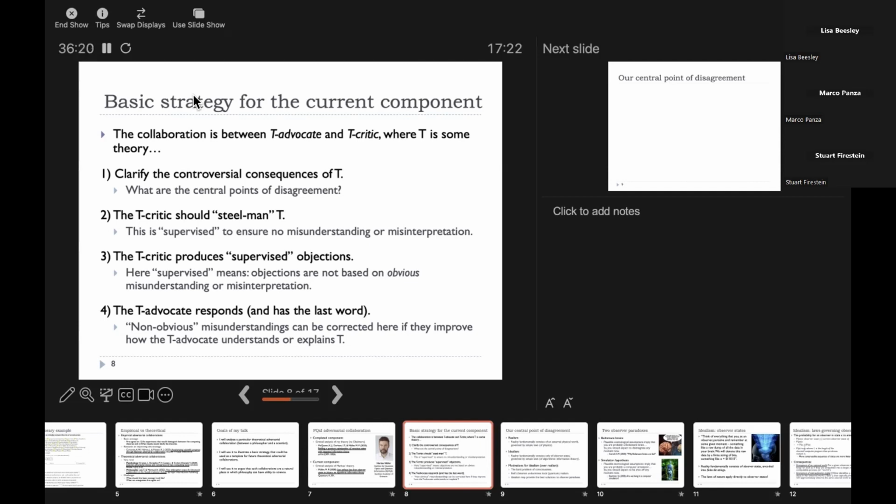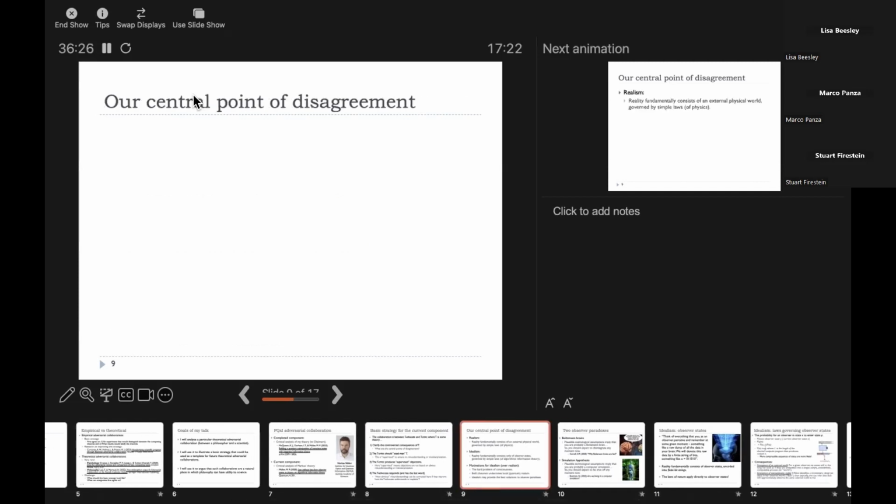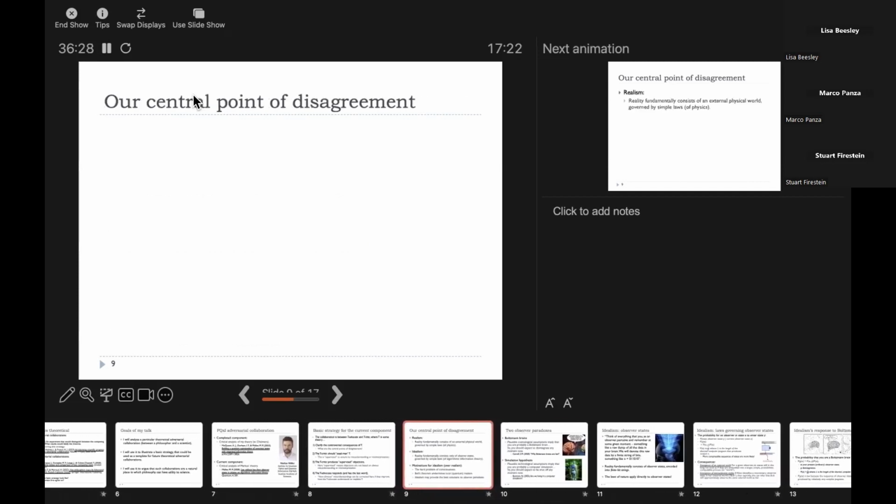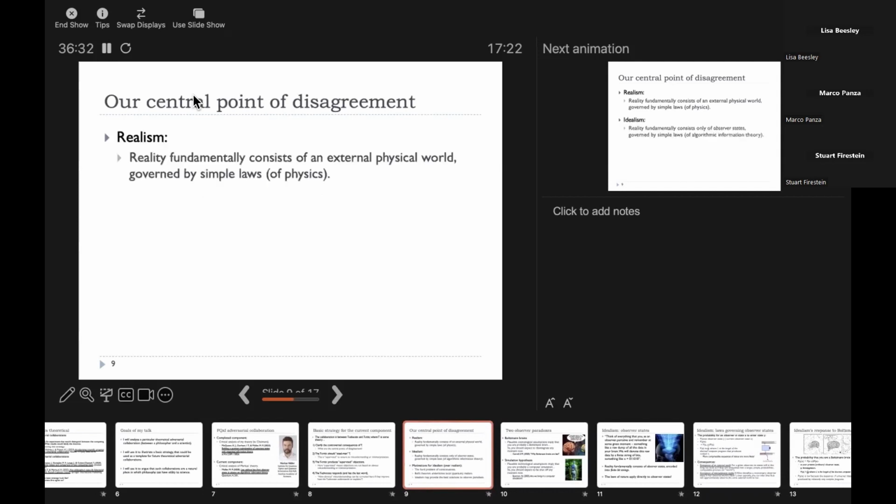And as I do this, before I get to my objections, I'm trying to steelman Marcus. I'm trying to make the theory look good. Okay, so what's the central point of disagreement between Marcus and I? Start with this idea, realism. This is what I think. I'm a realist. Realism says reality fundamentally consists of an external physical world governed by simple laws. And usually these are thought of as laws of physics. Physics is what tells us what really drives the evolution of the universe forward.